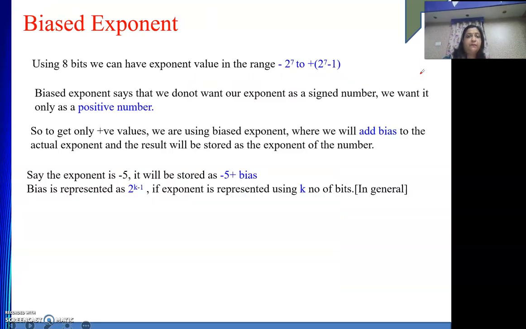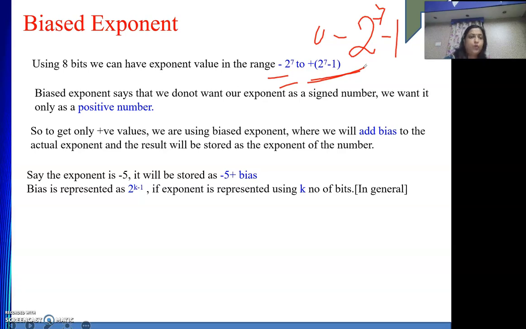Using 8 bits. But my exponent can be both positive and negative. So if it is both positive and negative, then in sign representation the magnitude range will be what? Minus 2 to the power 7 to 2 to the power 7 minus 1, because it starts from 0, so it will go up to 2 to the power 7 minus 1. Why is that 1 bit left? Because 1 bit is for the sign of the exponent. So minus this one to plus this one. In this range, we can represent an exponent using 8 bits, right?